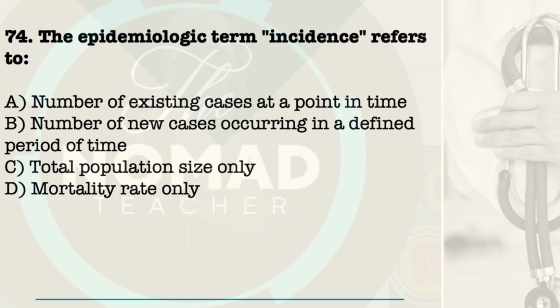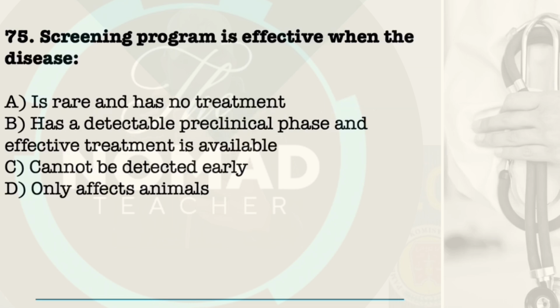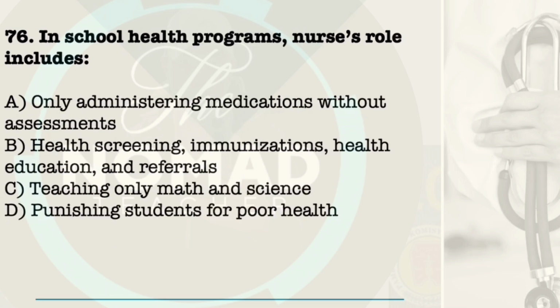75. A screening program is effective when the disease: A. Is rare and has no treatment. B. Has a detectable preclinical phase and effective treatment is available. C. Cannot be detected early. D. Only affects animals.